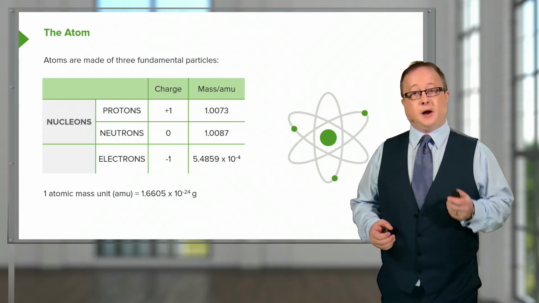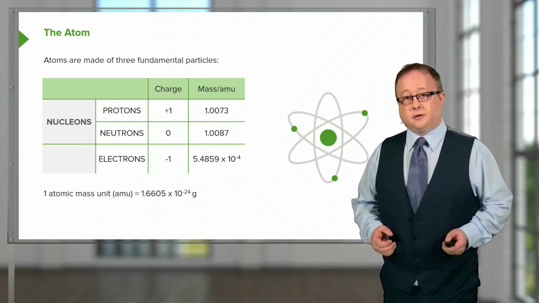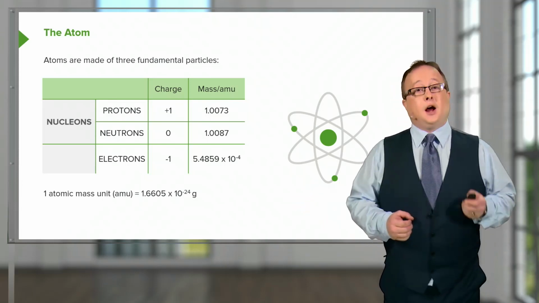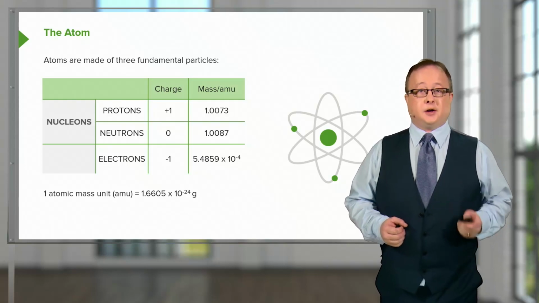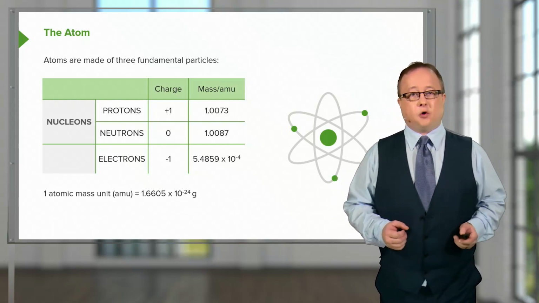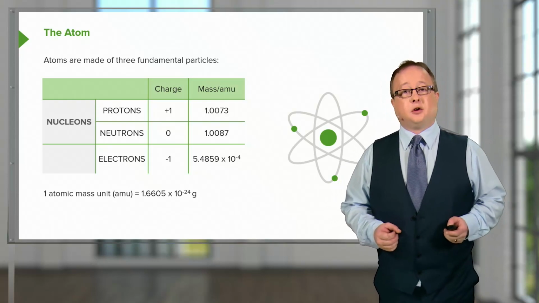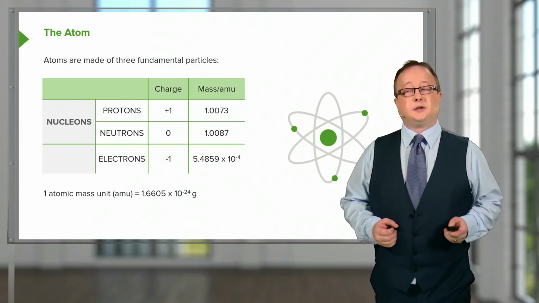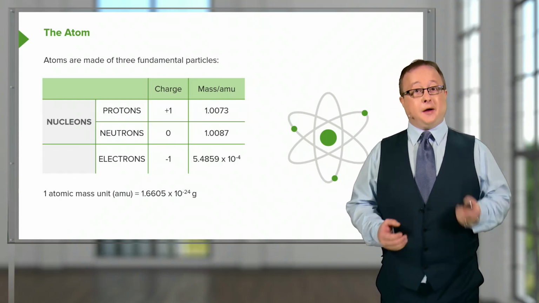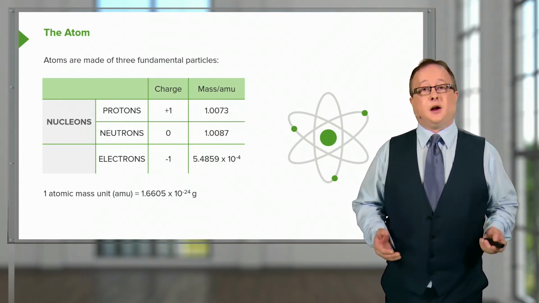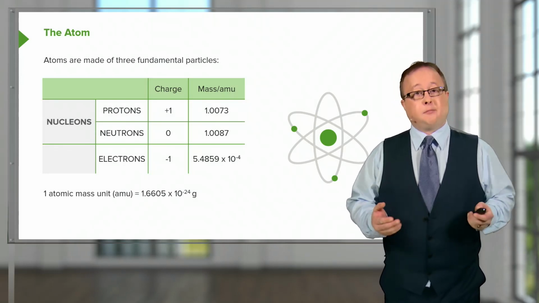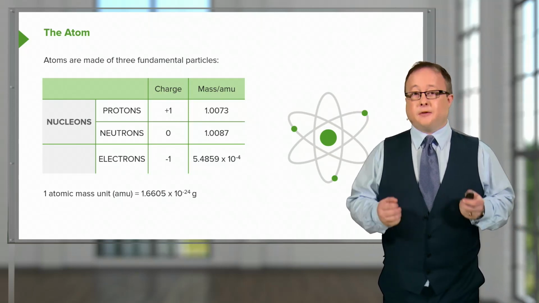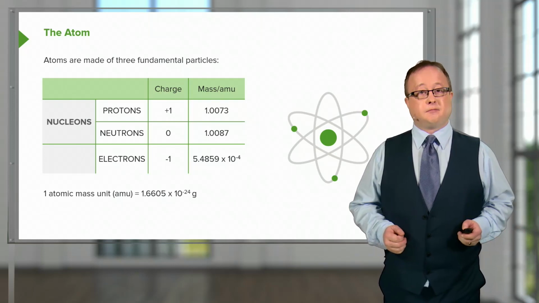And what is worthy of note, if you look at the table, is the third entry, the electron. Electrons have a charge of -1, but they have a substantially smaller mass. The mass of an electron is given relative to an AMU of 5.48 times 10 to the minus 4. However, the reality of this in kilograms is that an electron has a mass of 9.11 times 10 to the minus 31 kilograms. So very much smaller than those nucleons.